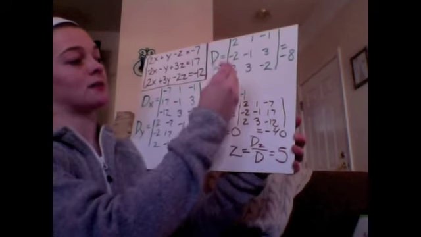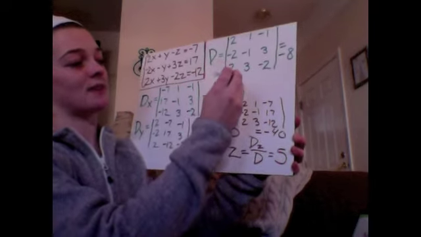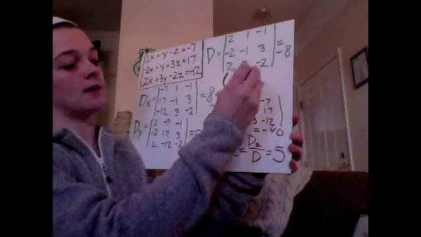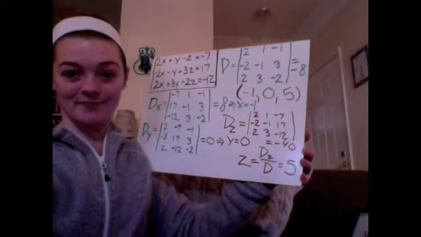So my solutions, I'm all over the place. Negative 1, 0, 5. There you go, folks. That is it.